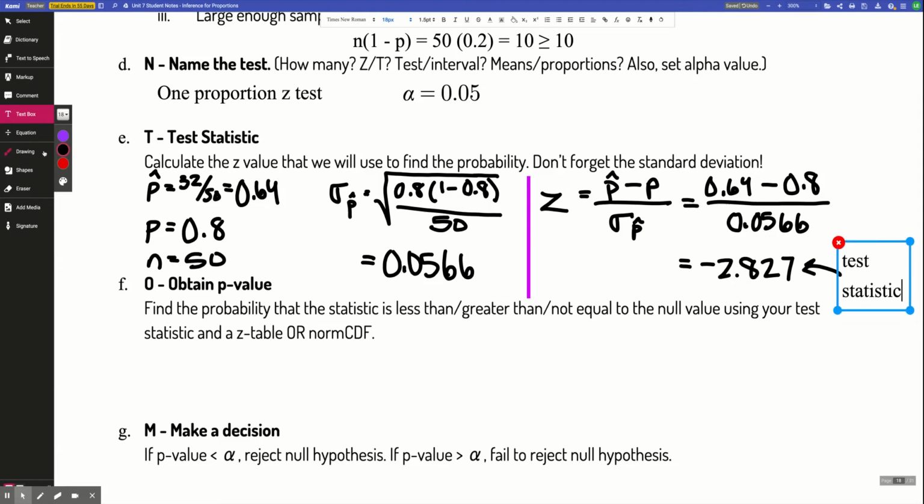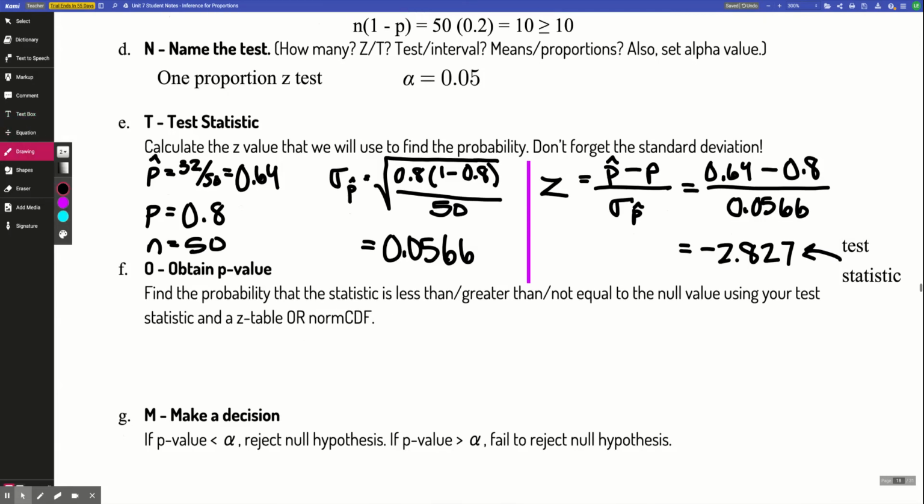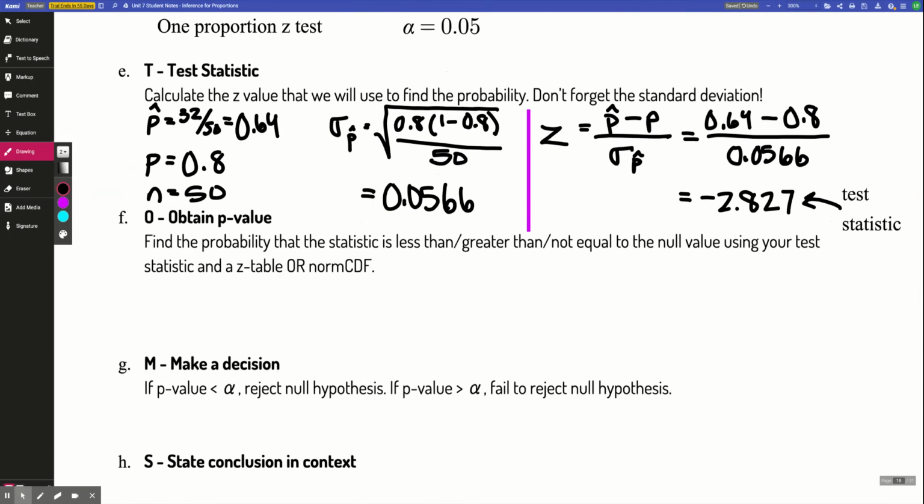Okay. All right. Then next we have to obtain our p-value. So this comes from the normal distribution, right? Either the Z table or norm CDF. So really quickly, I'm going to sketch out my standard normal curve here. Just like sampling distributions, just like normal distribution problems, it's a good idea to just quickly sketch this for yourself.